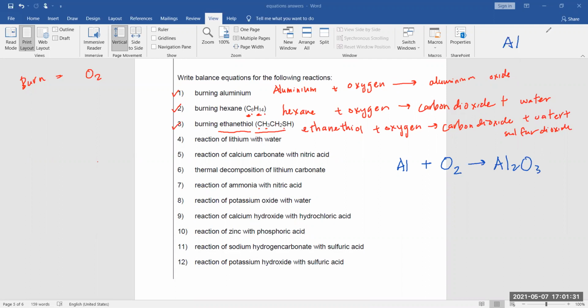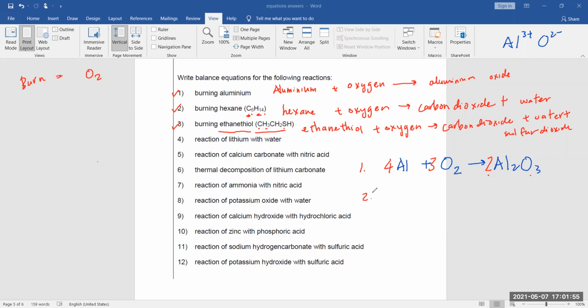So why is it Al2O3? Because aluminium is 3 plus, oxide is 2 negative. Okay, then only you balance. So you have 2 oxygen here, 3 oxygen here, so you put a 2 here. 2 times 3 is 6, 2 times 3 is 6, 2 times 2 is 4. Okay, so that's number 1. When you burn aluminium, this is the equation.